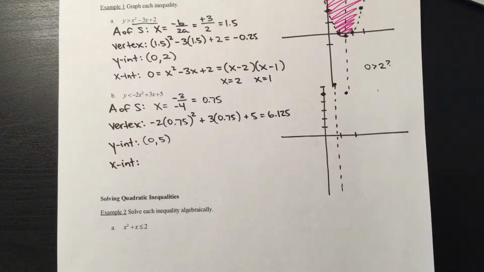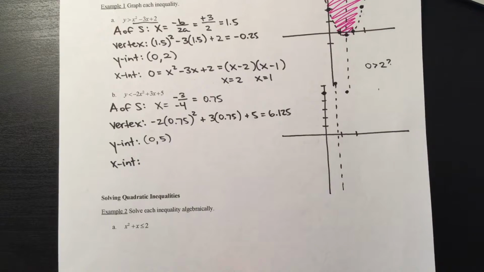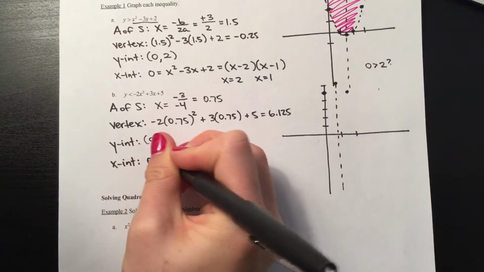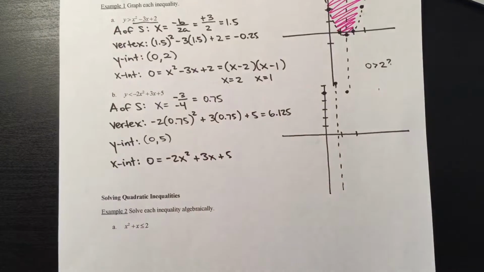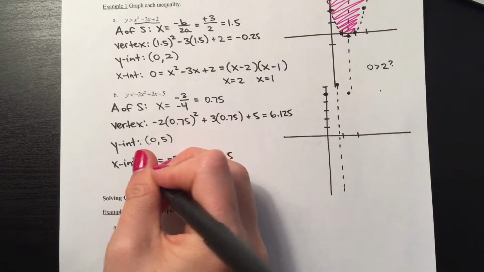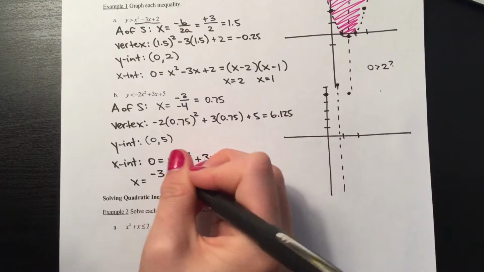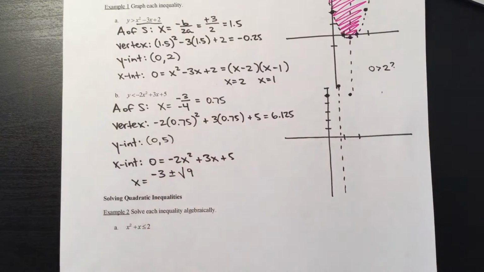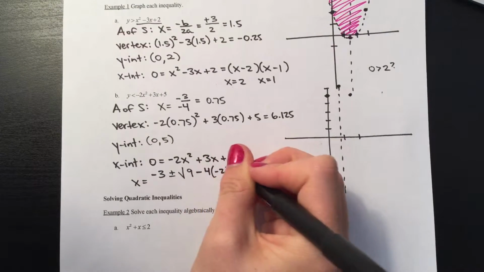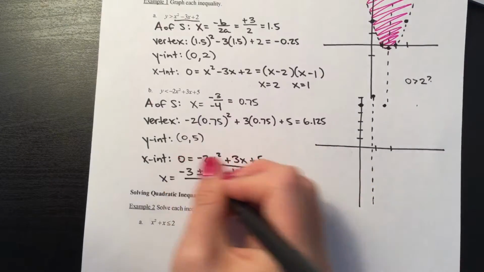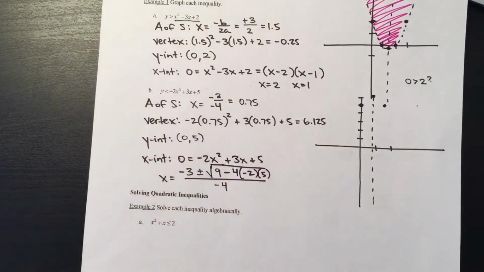And for x-intercepts, all right, so this is not going to be something that's factorable. All right, so be careful, because this is definitely a little bit tricky. We are going to do the quadratic formula. So I'm going to do, setting this equal to 0. So x equals negative b plus or minus square root of b squared, so 3 squared is 9, minus 4 times a times c, and then all over 2a, so 2 times negative 2.